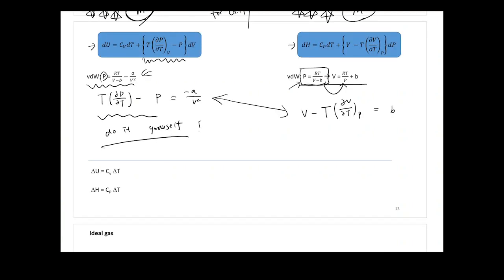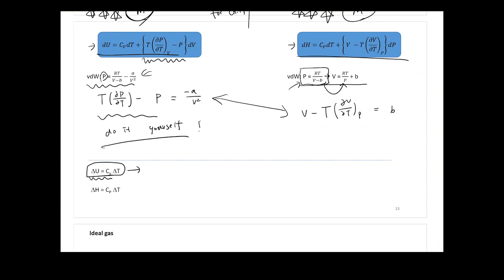I want to show you how you can apply this with two simple examples. Many times you will see this equation appear in your textbook: delta U is equal to CV delta T. But this equation can only be applied under very specific conditions. What are the conditions? Delta U is going to equal CV delta T.